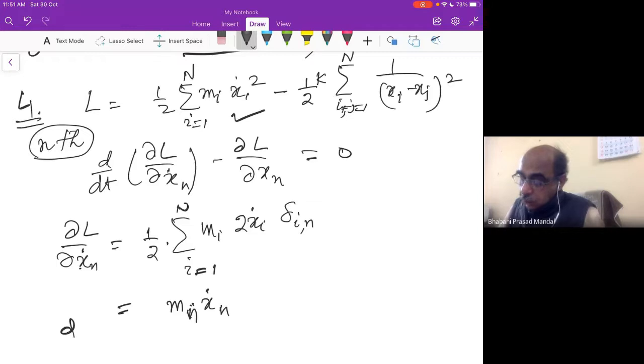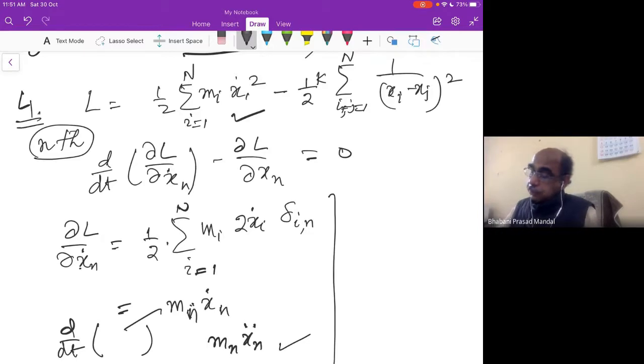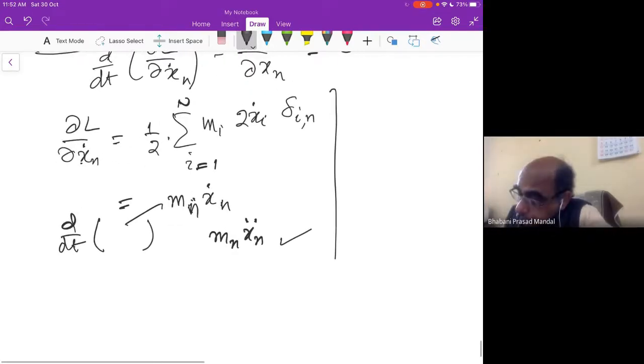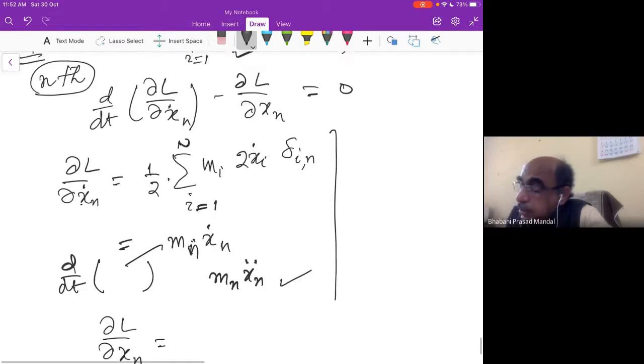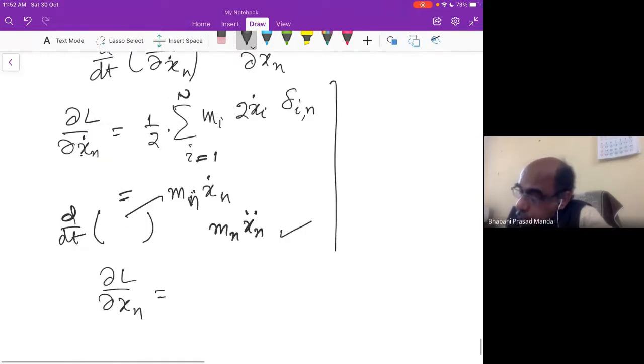And d/dt of this will be m_n x_n double dot. That's all. Now the second term. Second term is ∂L/∂x_n. This is further easy. Half k, so it is there, minus minus half k is outside.